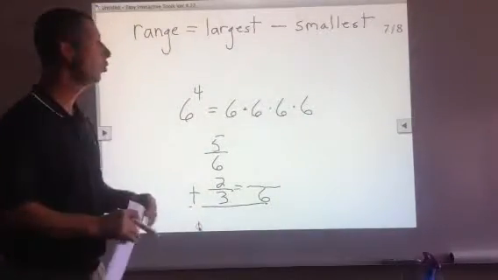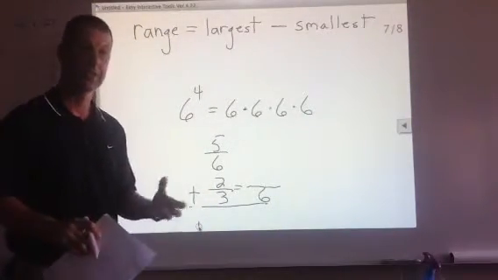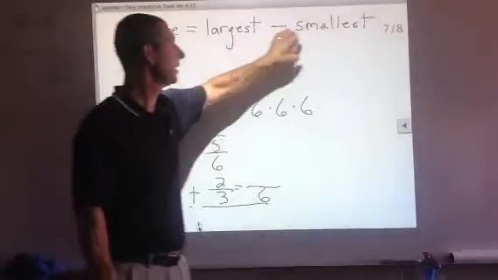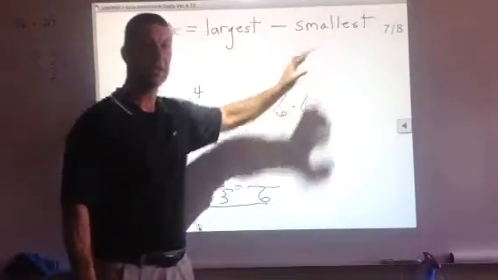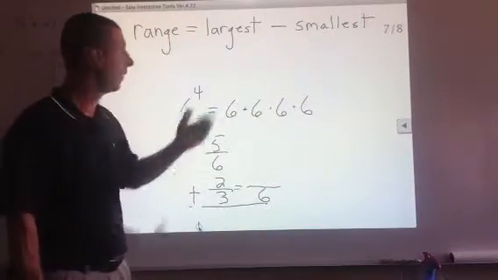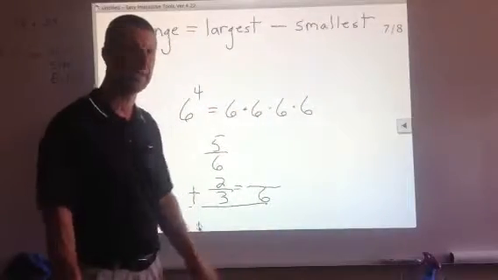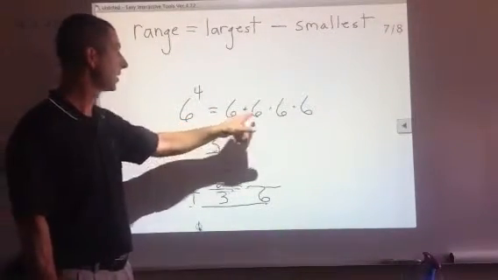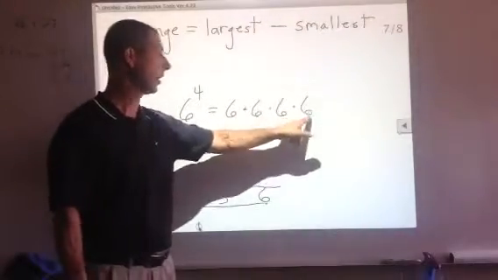All right, you have 2 problems dealing with range today. The range equals the largest data item minus the smallest. There are 2 problems on the extra credit where you're asked to find the range. Fairly simple, especially with a calculator. All right, we've got one that's 6 to the 4th. That's 6 times 6 times 6 times 6.